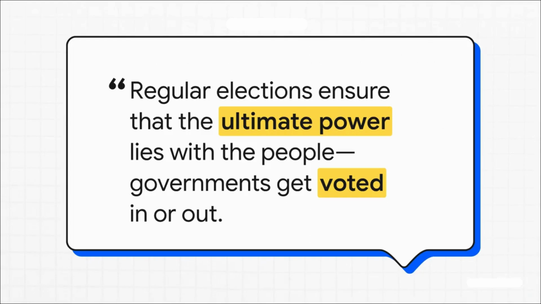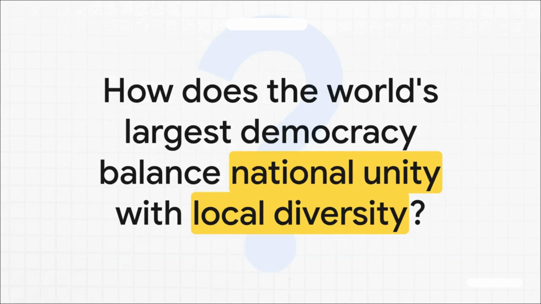And at the end of the day, this entire complex system is built on one simple, powerful idea: accountability. Through regular elections, it's the people who hold the ultimate power to choose their governments and, just as importantly, to vote them out. Which leaves us with this one final thought. The Indian system of government, it's a constant, dynamic balancing act. It's this incredible three-tiered structure designed to hold the nation together while also empowering immense local diversity. It's a question that India continues to answer every single day.